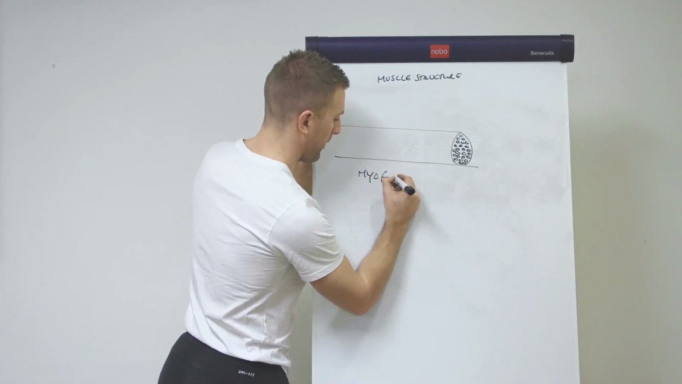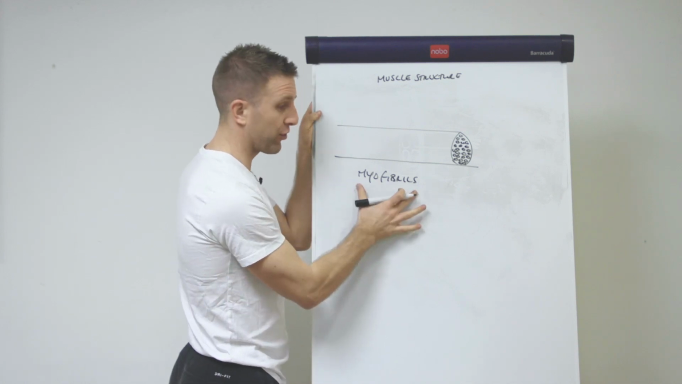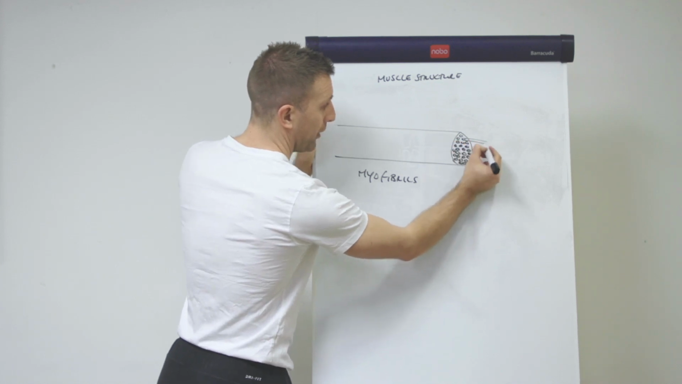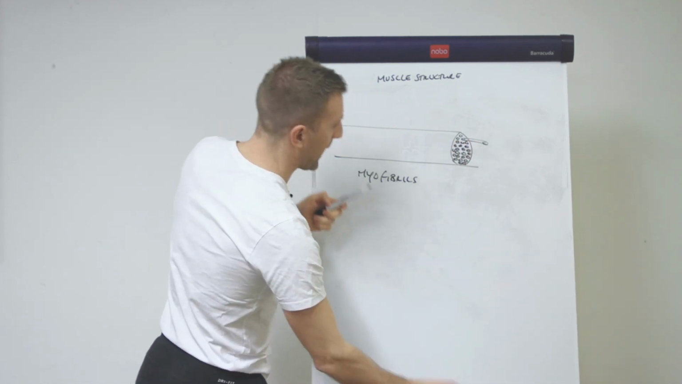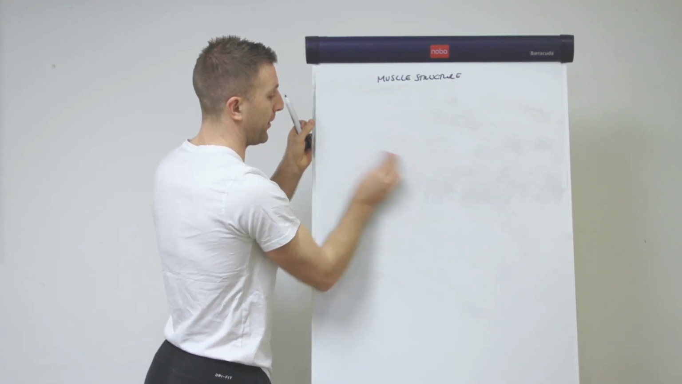M-Y-O, myofibrils there. Okay, this is your functional unit of muscle. So if we were to drag one of these out and look at it, in effect, that's how your muscles contract. So we're now moving into what we call the sliding filament theory.